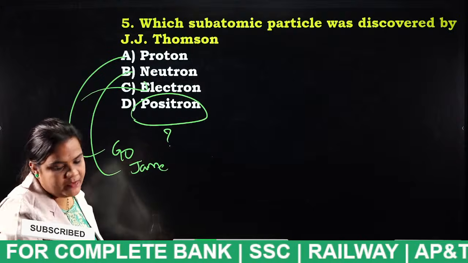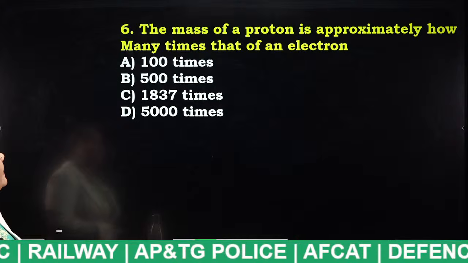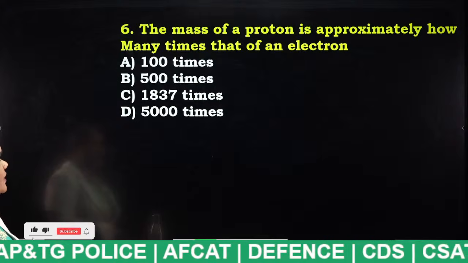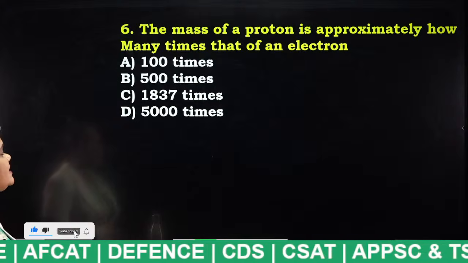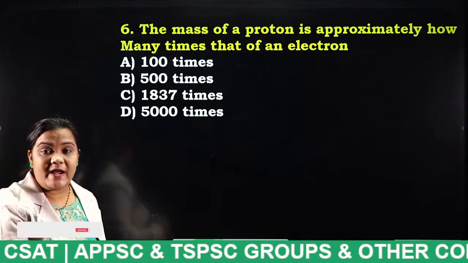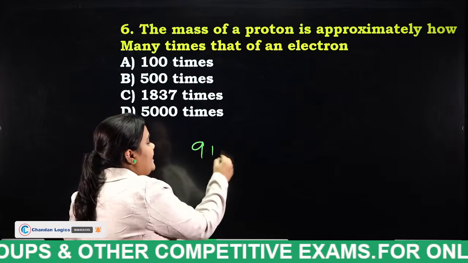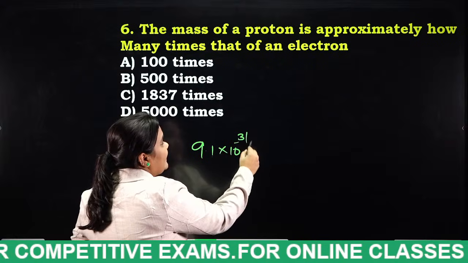Homework. Okay. Next question. The mass of a proton is approximately how many times that of an electron? 100 times, 500 times, 1837 times, 5000 times. I have already explained what the mass of the electron is, students. 9.1 into 10 power minus 31 kg for the electron.